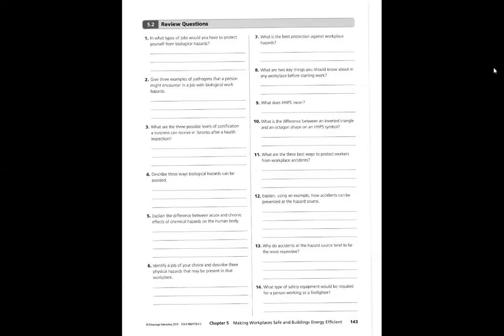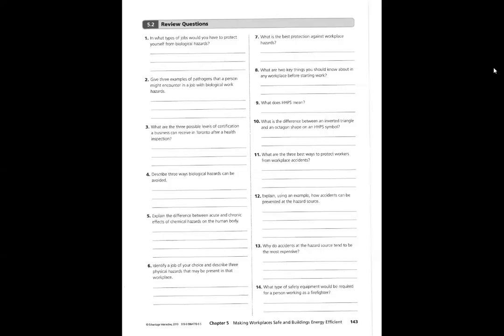And question number 9, what does HHPS mean? Okay, so number 9, what does HHPS mean? So you want to go back and look up what the meaning of that one was. And then number 10 is worth 2 marks. What's the difference between an inverted triangle and an octagon shape on an HHPS symbol? So you want to go back and have a look at those symbols back on page 139. And they tell you in the paragraph right above those pictures what the symbols mean.